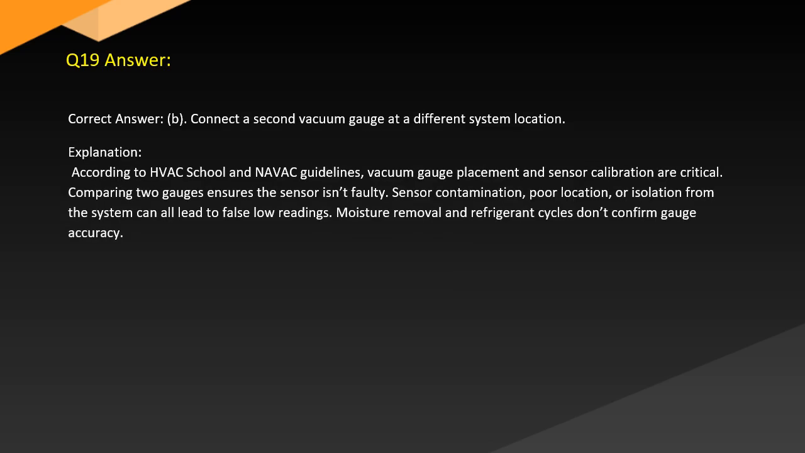Answer. Correct answer: B. Connect a second vacuum gauge at a different system location. Explanation. According to HVAC School and NEVIC guidelines, vacuum gauge placement and sensor calibration are critical. Comparing two gauges ensures the sensor isn't faulty. Sensor contamination, poor location, or isolation from the system can all lead to false low readings. Moisture removal and refrigerant cycles don't confirm gauge accuracy.